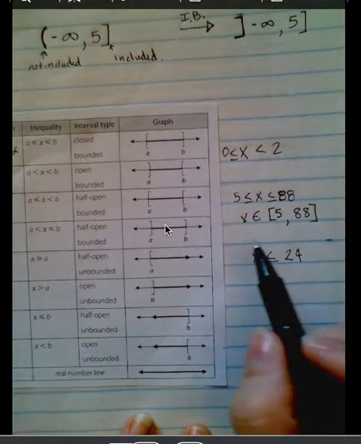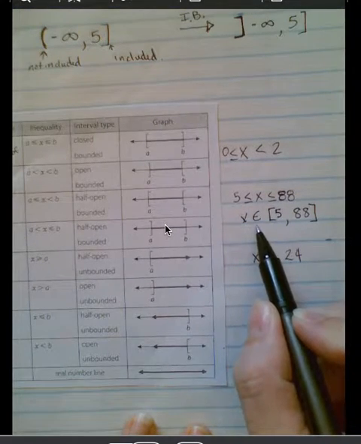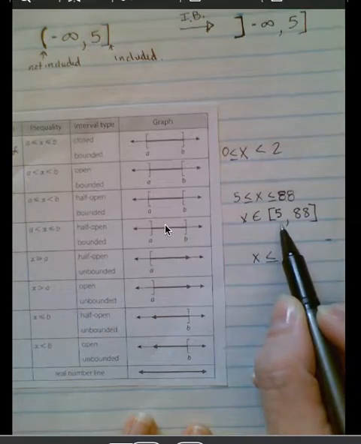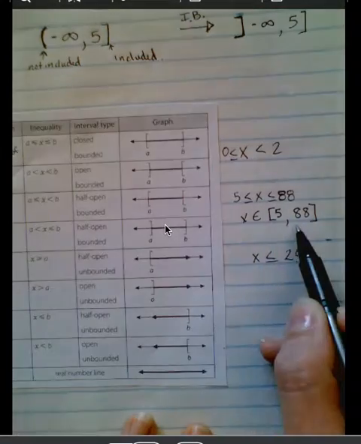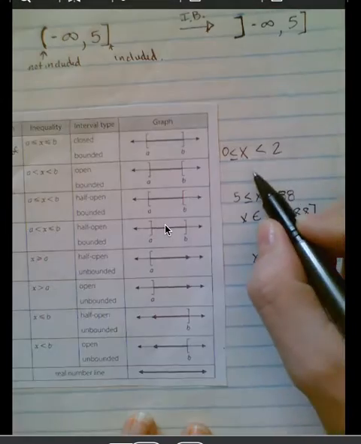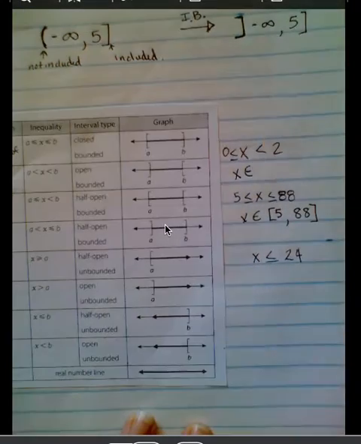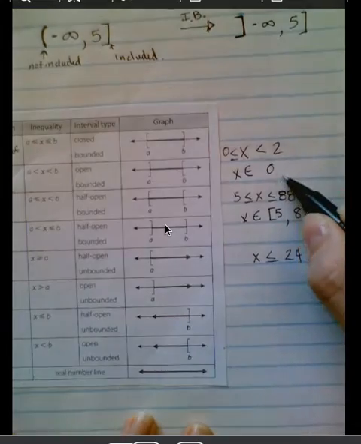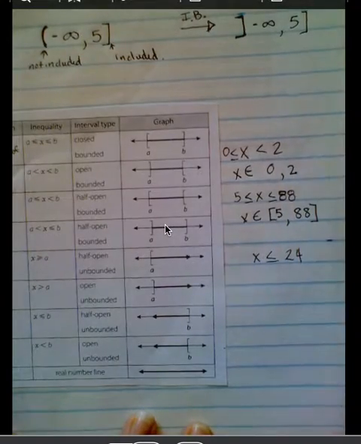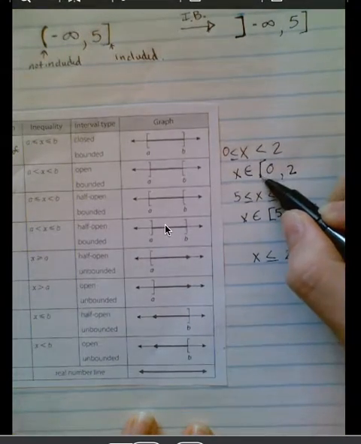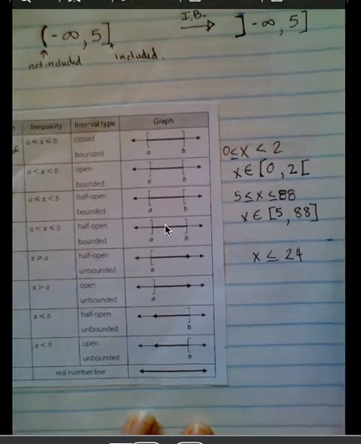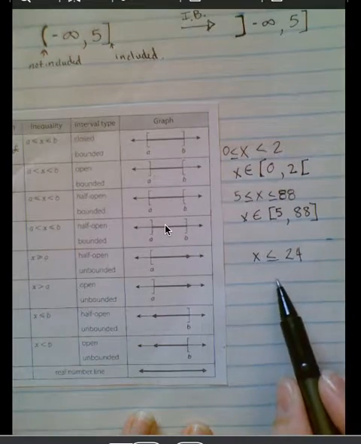So for example, x is an element between the numbers 5 and 88, both included. Here we have x being an element between 0 and 2, and stop and think about it: included, not included. You can give this one a shot on your own.